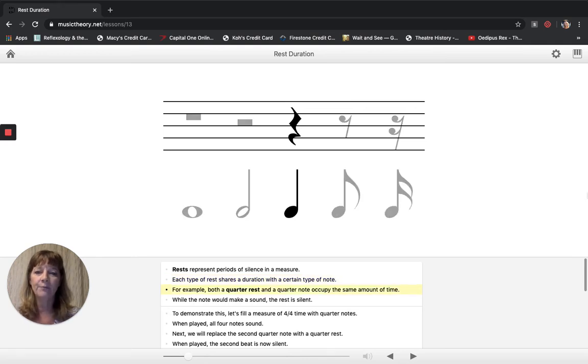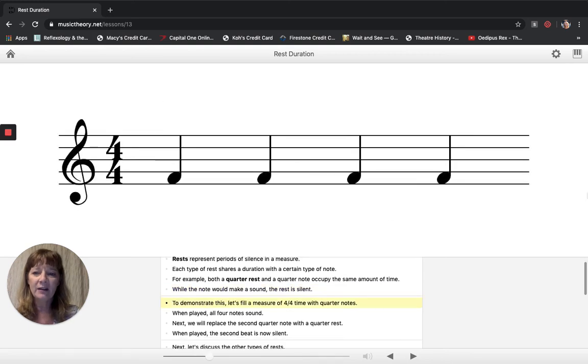For example, a quarter note and a quarter rest occupy the same amount of time. While the quarter note would make a sound, the rest would be silent. Seems really simple, right? Not hard, you can get it.